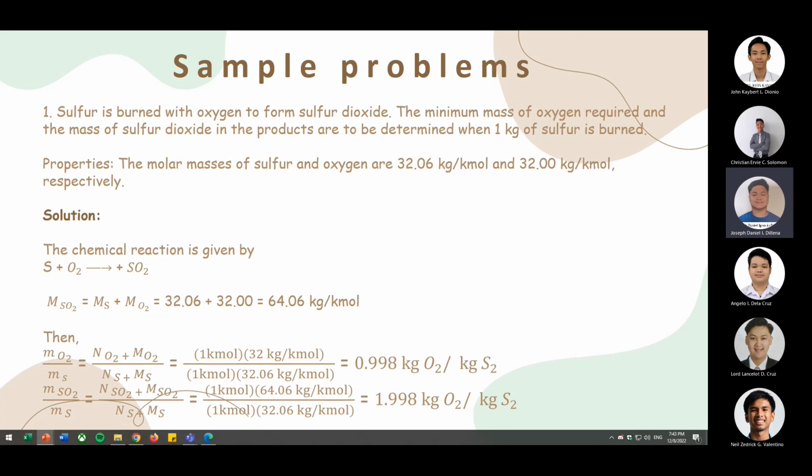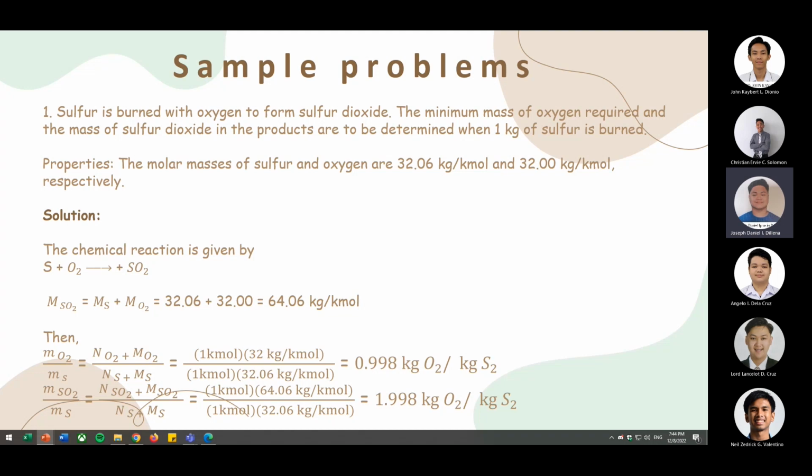For sample problem number 1, sulfur is burned with oxygen to form sulfur dioxide. The minimum mass of oxygen required and the mass of sulfur dioxide in the products are to be determined when 1 kilogram of sulfur is burned. So the properties given are 32.06 kilograms per kilomole for sulfur and 32 kg per kilomole for oxygen.